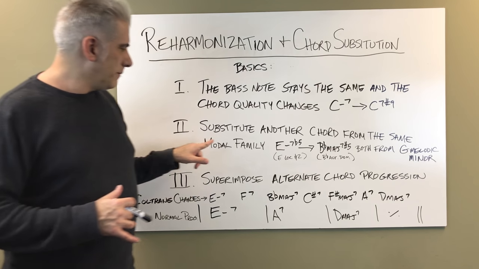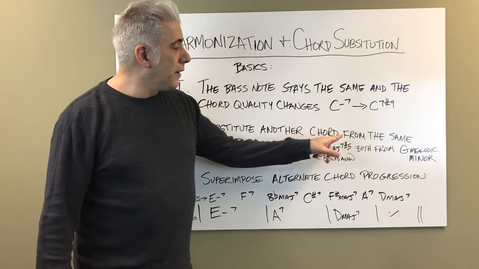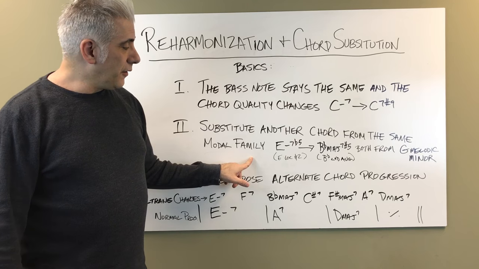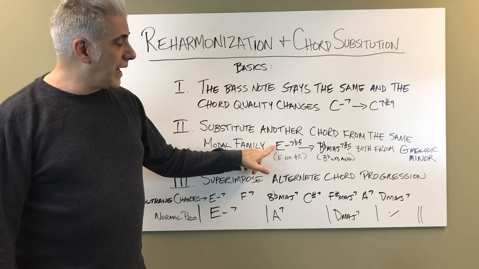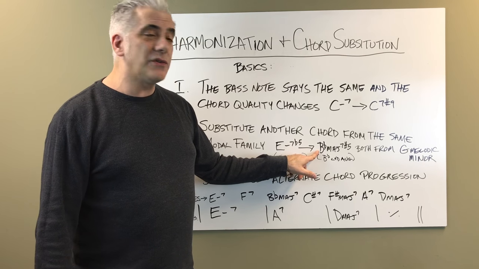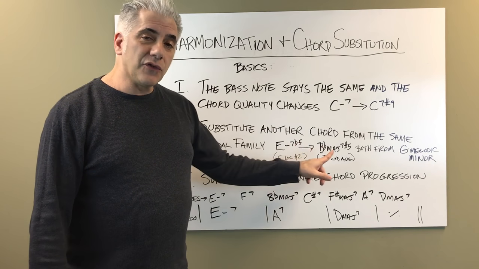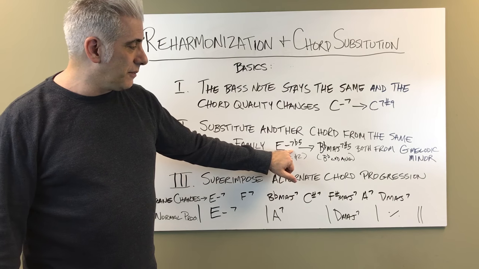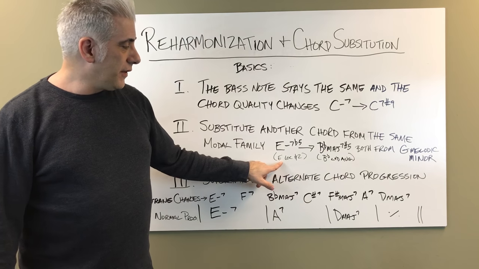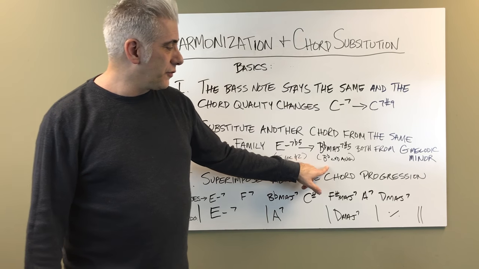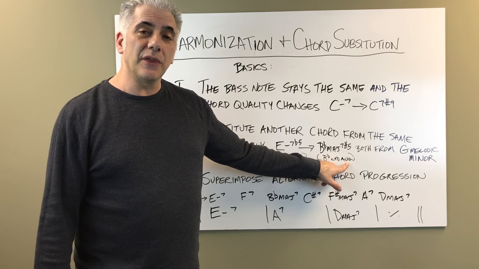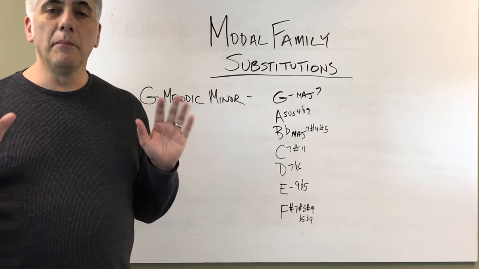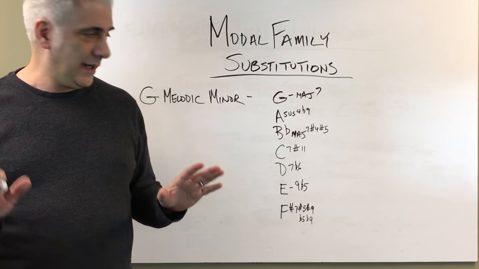Rule number two here, substitute another chord from the same modal family. So here we have the chord E minor 7 flat 5, and I'm substituting B flat major 7 sharp 5. Both of these chords are from the key of G melodic minor. Okay, this is the sixth mode, this is the third mode. This would be Locrian natural 2, this would be B flat Lydian augmented, but they are the same notes in each of those scales. Let me talk about modal family substitutions for a second.